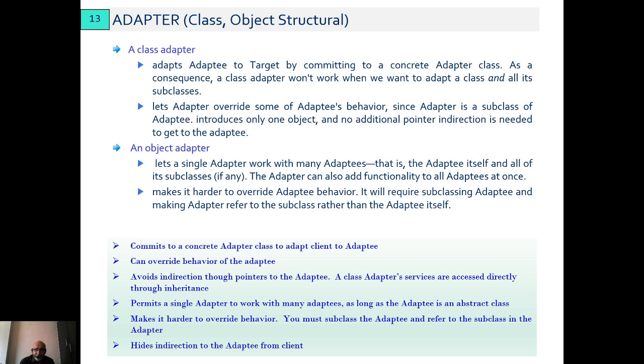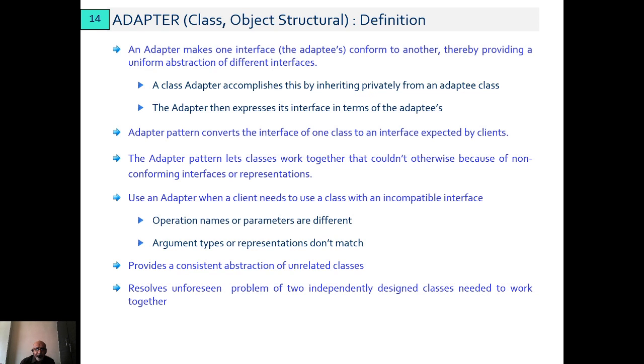An object adapter lets a single adapter work with many adaptees. So therefore, one parent will allow the children to communicate with multiple targets, right? And it makes it harder to override the adaptee's behavior. So just see to it which is the thing that is overriding the adaptee's behavior. Class adapters override some of the adaptee's behavior. Full-level overriding is not permissible, right? So let us have a look at this. So this is the theory.